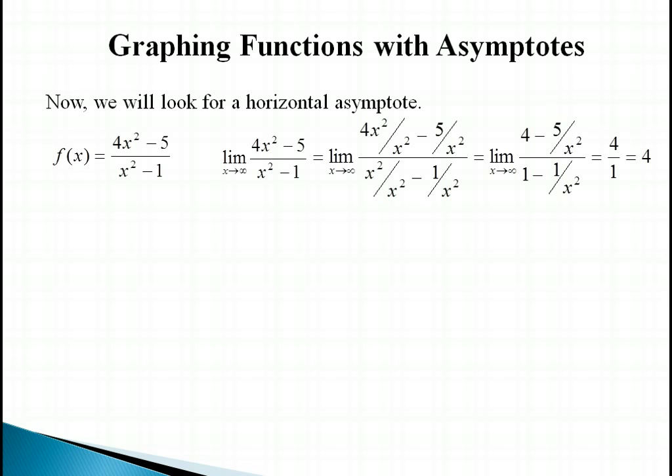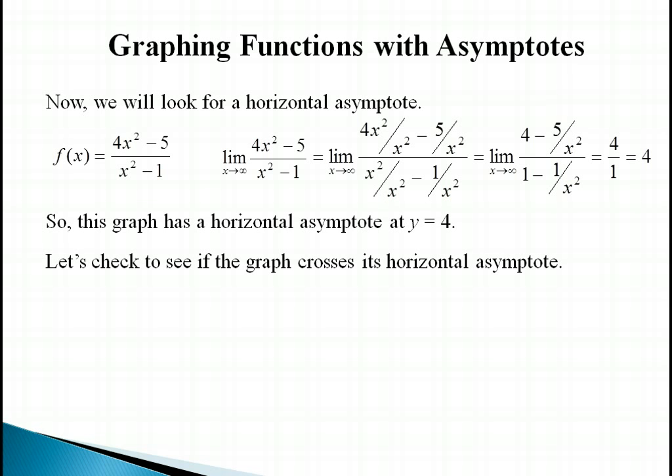So if we take the limit as x goes to infinity, think about x as being an extremely large number, like 1,000,000. If you had 5 over 1,000,000 squared, that number is going to be extremely close to 0. And so would 1 over 1,000,000 squared. So the 5 over x squared is going to head towards 0. And the 1 over x squared is also going to head towards 0. So we're left with 4 over 1, or 4, as our limit, which tells us that we have a horizontal asymptote at y equals 4.